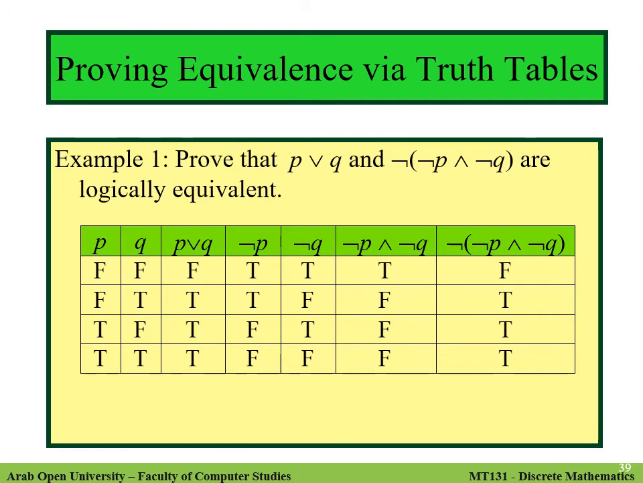Now you can also use logic laws to prove the equivalence. If you start with the second statement, not P and not Q, apply De Morgan law, you get not P, which is just P, and the AND becomes OR, and then you have not Q, which is Q. So applying De Morgan law, this statement becomes P or Q, which is the first statement. So you can prove the equivalence in this case using logic laws. Here are the truth values for the first statement, and here are the truth values for the second statement, which proves their equivalence.